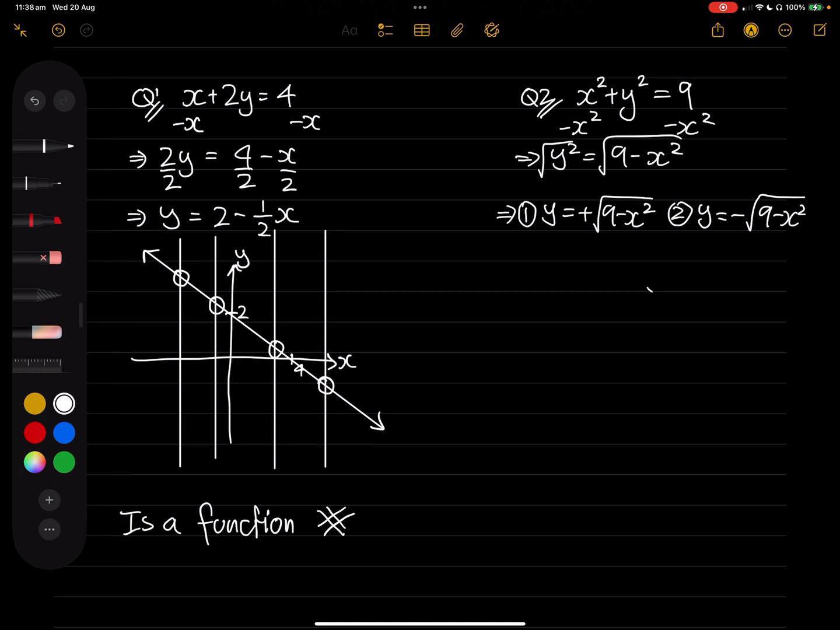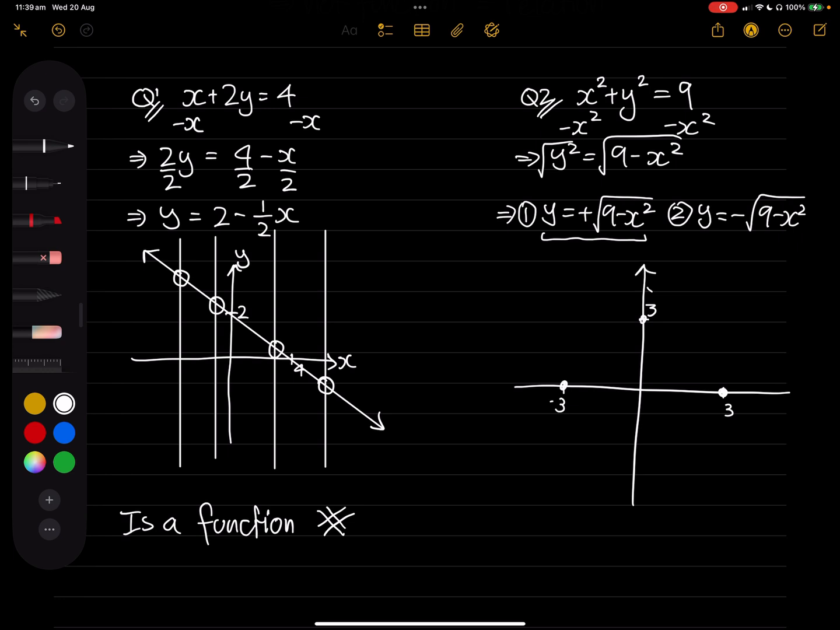So if we want to graph this, we'll draw a little graph. The first bit, the positive bit, we could plug some points in. If we let x equal 3, we find that y is equal to the square root of 9 minus 9, that's 0. So if x is 3 over here, this is 0. If x is 0, y is the square root of 9, which is 3. And then if x is minus 3 over here, y again becomes 0.